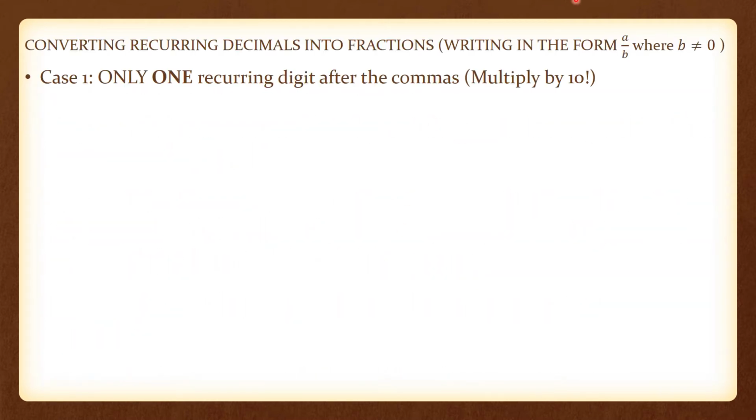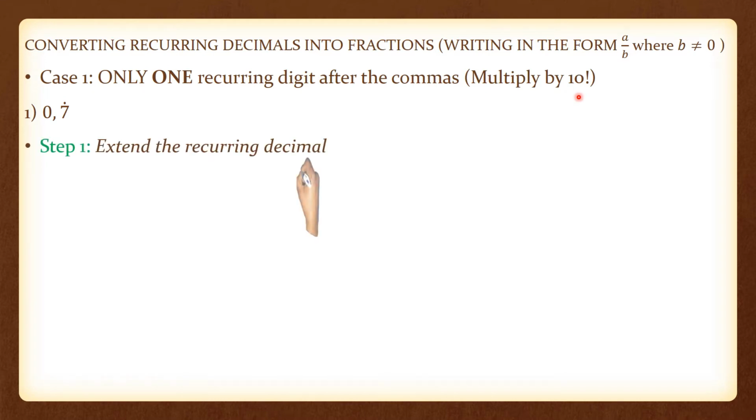Case 1, only one recurring digit after the comma. In this case, we multiply by 10. Example, 0.7 recurring. This simply means with only one recurring digit, we're going to multiply by 10. Step 1, extend the recurring decimal. So 0.7 recurring is equal to 0.777 repeating indefinitely.